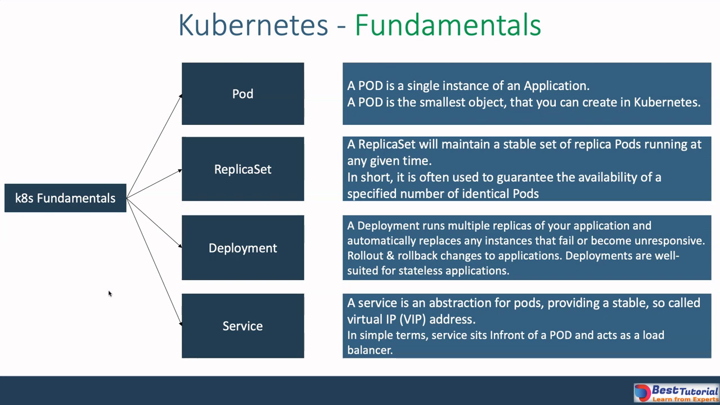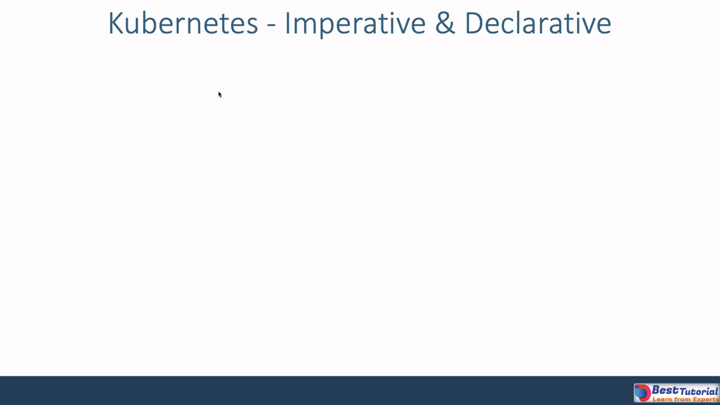And finally, service. A service is an abstraction for pods, providing a stable so-called virtual IP address fronting these pods. In simple terms, a service sits in front of a pod and acts as a load balancer. This is a very high level introduction, but in upcoming lectures, whenever we deal with each section, we are going to have a very detailed pictorial and visual explanation of what we are doing, and equivalent hands-on sections.